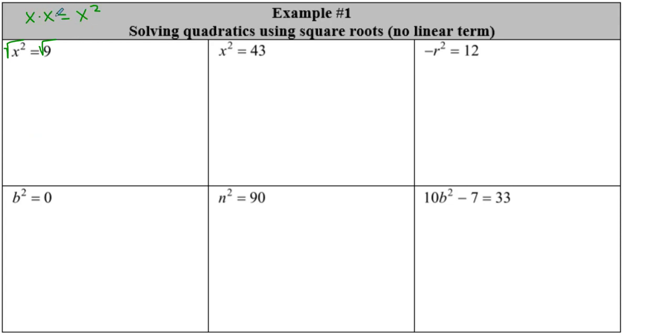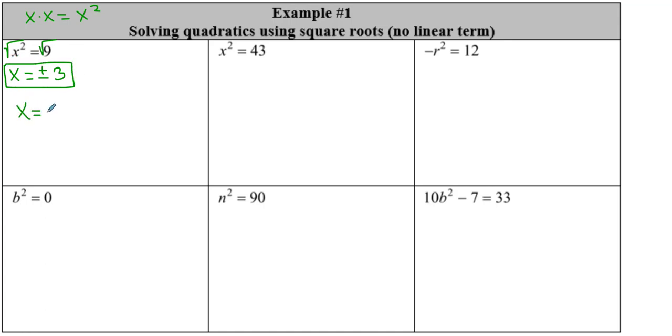Okay, so remember, x times x equals x squared. So if we are square rooting it, we know that we're down to 1x, right? And then, remember, we said we got to do that plus or minus. So this is just an easy way to write that. Well, the square root of 9 is 3. So you could write it like this. Save yourself a little bit of time.